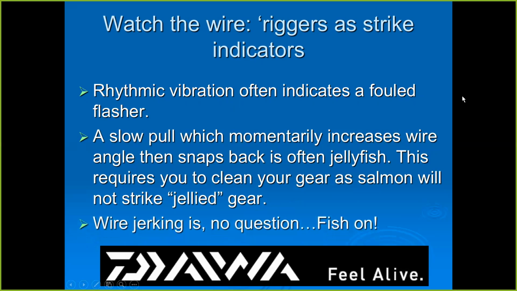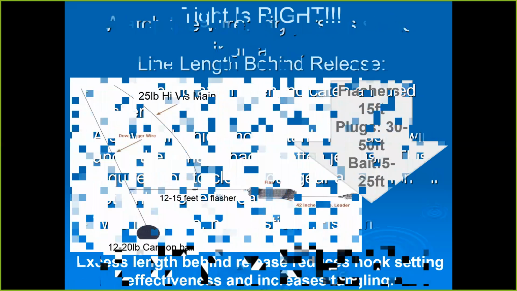And here it is. Wire jerking, absolutely no question. You've got a fish on at that point. You're definitely going to see it on your downrigger wire before you see it on your rod, which is why we want to watch the wire.